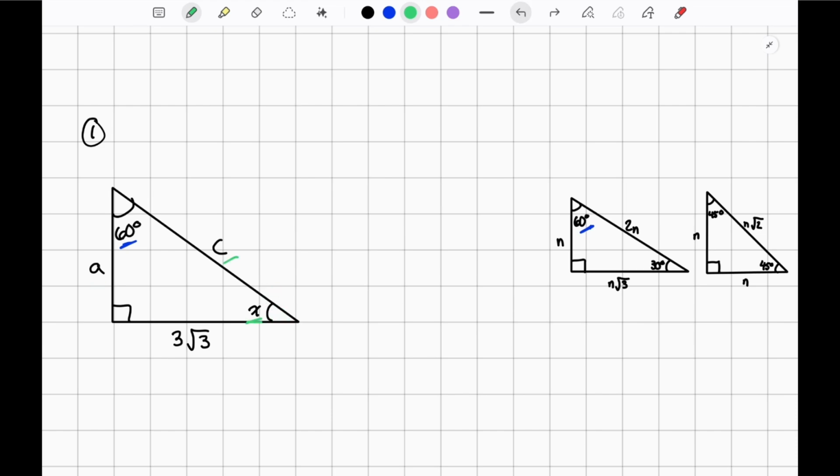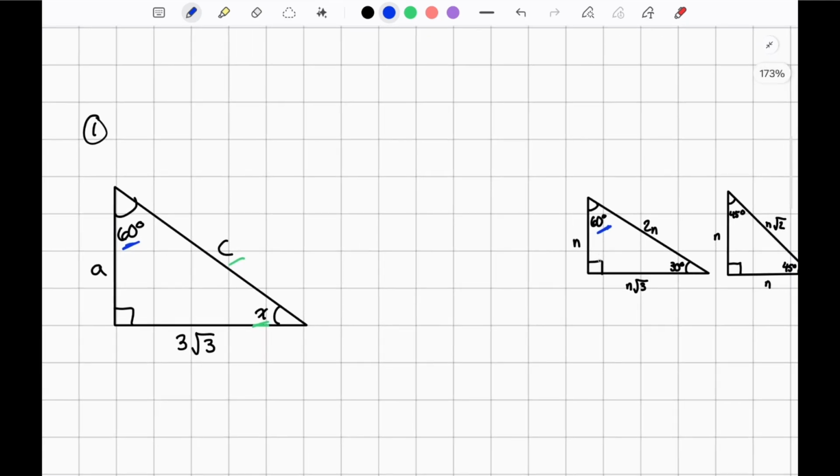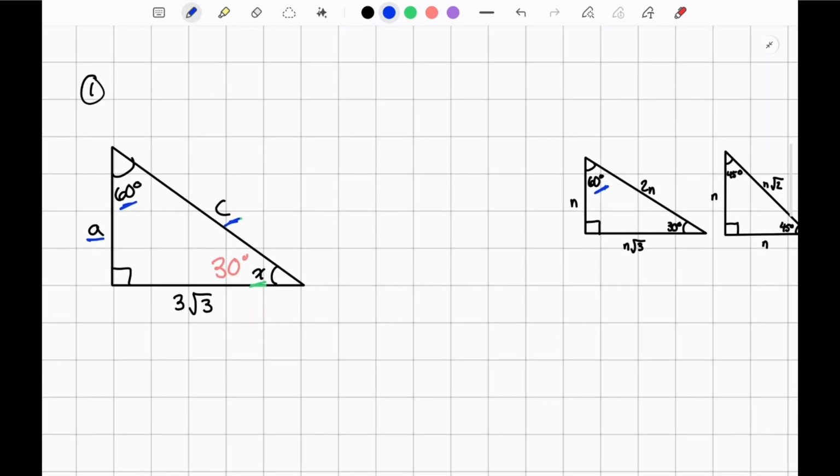First of all, we can do the angle, which is the easiest. We know we're using this triangle. We know this triangle has a 60 and a 30 degree angle with a 90. So we have 90, 60, and we're missing the 30. So right straight off the bat, we know this is 30 degrees. Now, we only are missing A and C. Let's solve for A first.